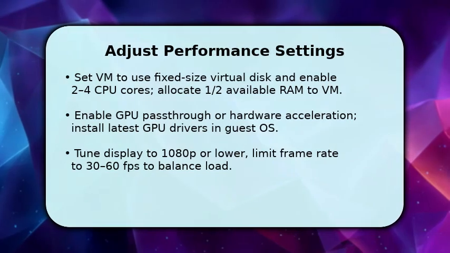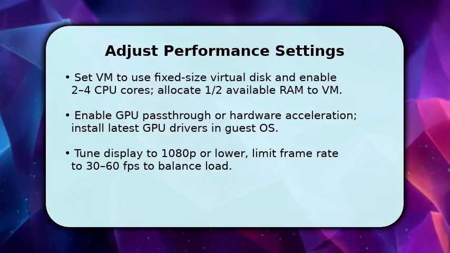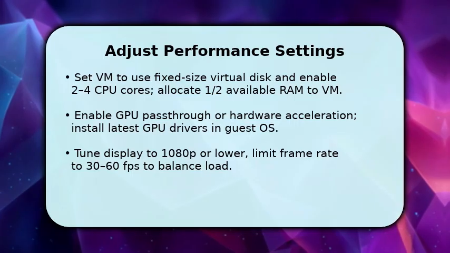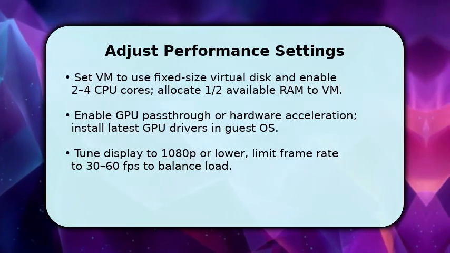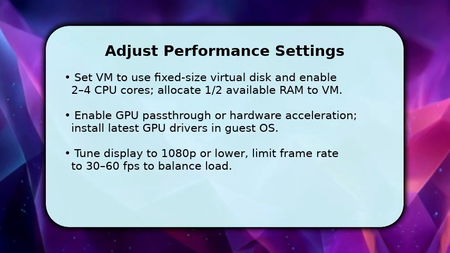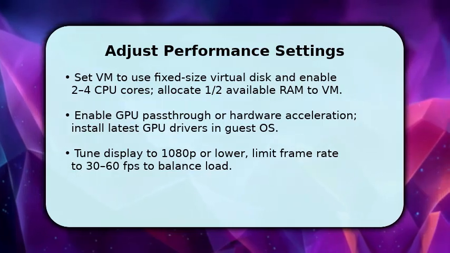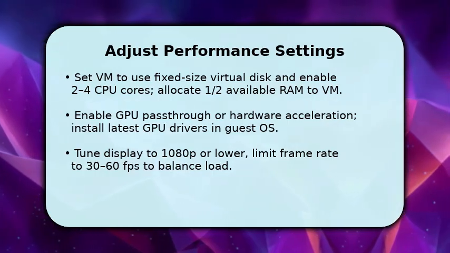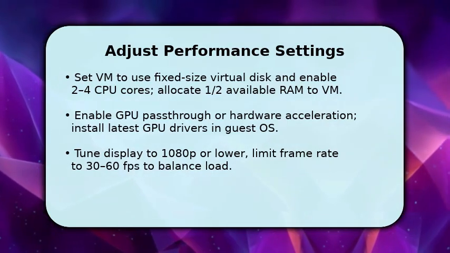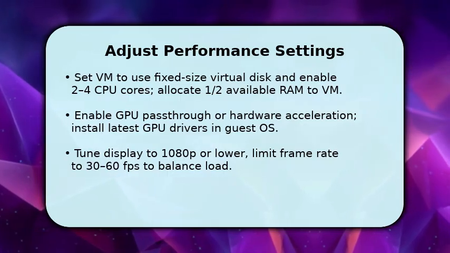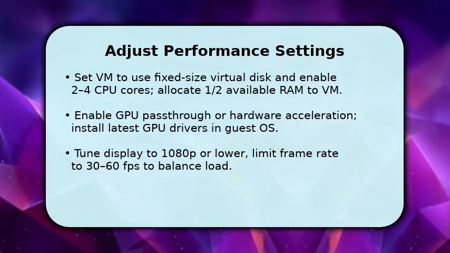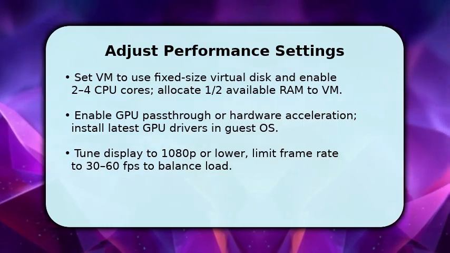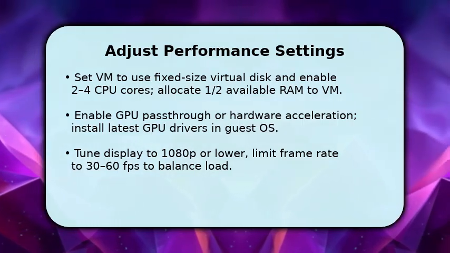You now adjust the VM and client parameters to boost responsiveness. Switch to a fixed virtual disk and assign a predictable number of CPU cores and memory so the scheduler behaves. Once done, enable hardware acceleration or GPU pass-through and update drivers inside the guest, because software rendering is slow. Make sure to lower display resolution and cap frame rate when bandwidth or GPU is limited, and disable unnecessary visual effects in the guest to reclaim CPU cycles.